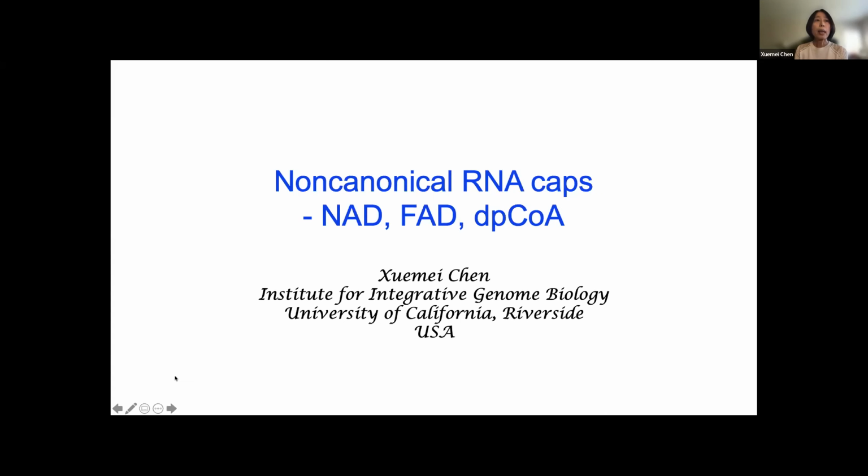Yeah. So today I would like to discuss non-canonical RNA caps, such as the NAD, FAD, and DP-CoA caps. I really wanted to raise awareness for the presence of these non-canonical caps in RNA and their potential role in gene expression regulation. Particularly for NAD, we already know that this is a very important molecule in biology. It's a redox agent, and it's found as a cofactor in many enzymes. And now we know that NAD also serves as a RNA cap and can regulate gene expression.